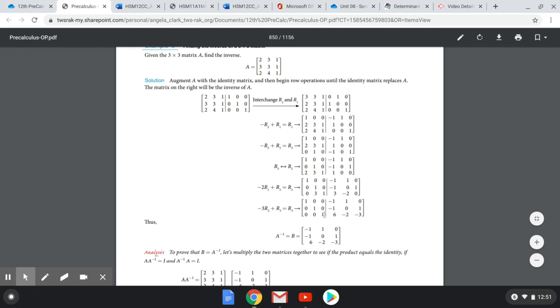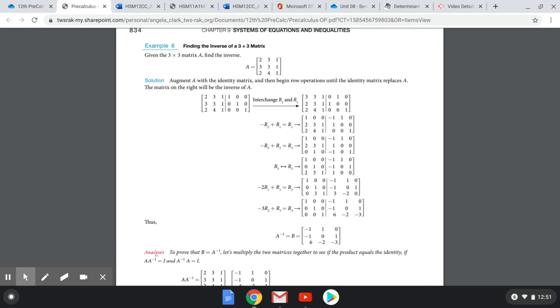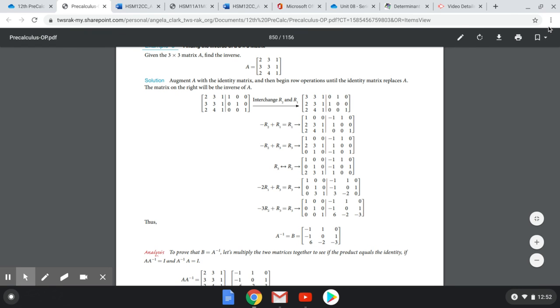But basically, the order that you want to do it in is get this to be 1, get this to be 0, get this to be 0, get this to be 1, get this to be 0, get this to be 1, and then go back up here, get this to be 0, this to be 0, this to be 0. So that's kind of the order that you want to go in. It's the most efficient order. And then now that this side is the identity, this side is the inverse, which is what we were looking for. So we got our inverse here. All right, hopefully that helps, and I will see you in the next video.